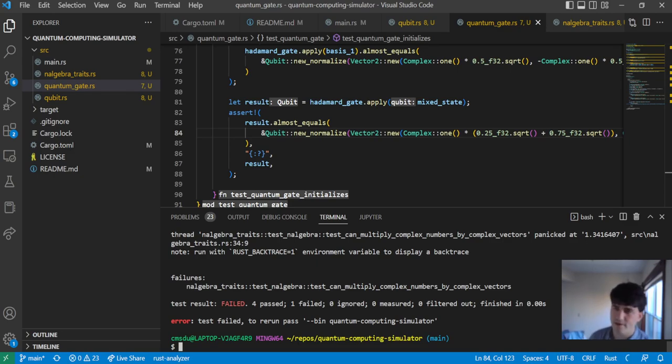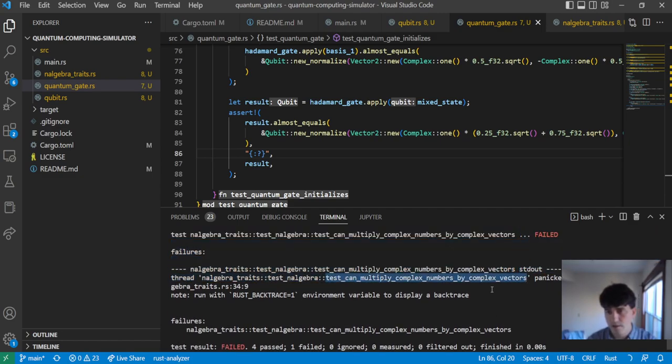I was thinking it was going to be a rotation by 90 degrees. Like, I was thinking about it as analogous to a real rotation, which it is, but it does not do the same thing arithmetically that a real rotation does. Which I guess shouldn't shock me. Okay, so Hadamard gates work. Everything going well there. And then we just have our tests can multiply by complex numbers.